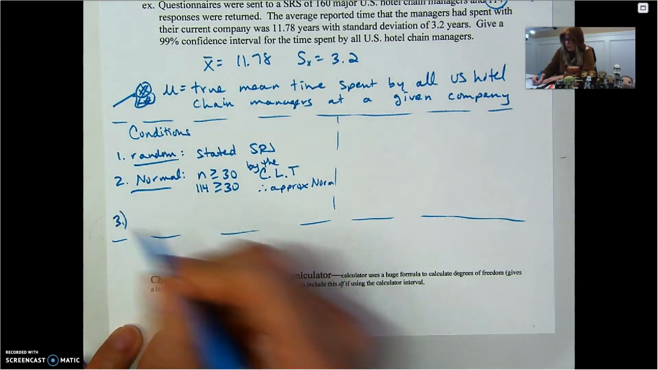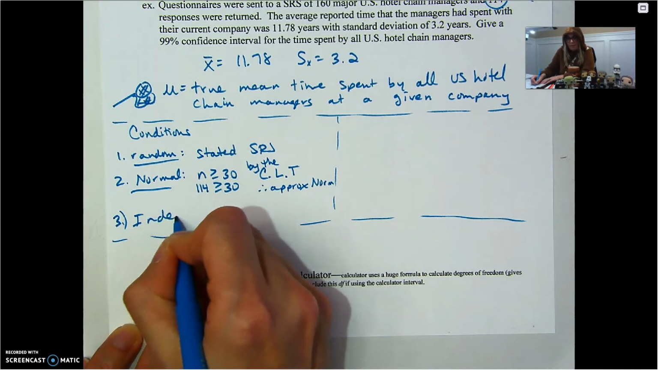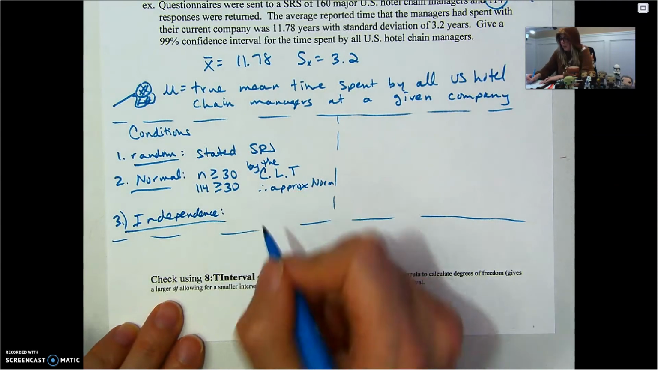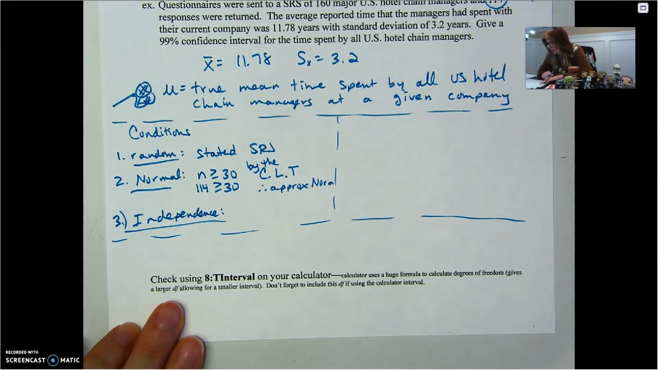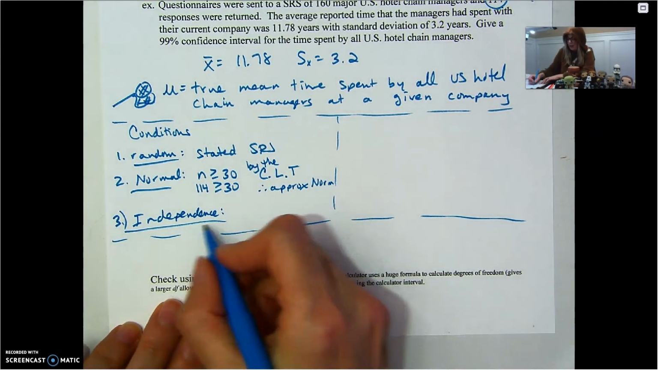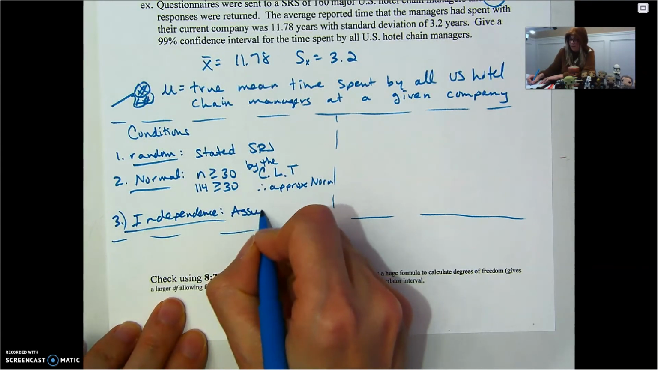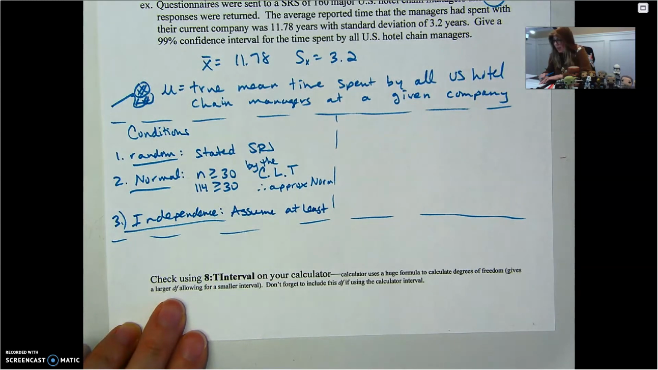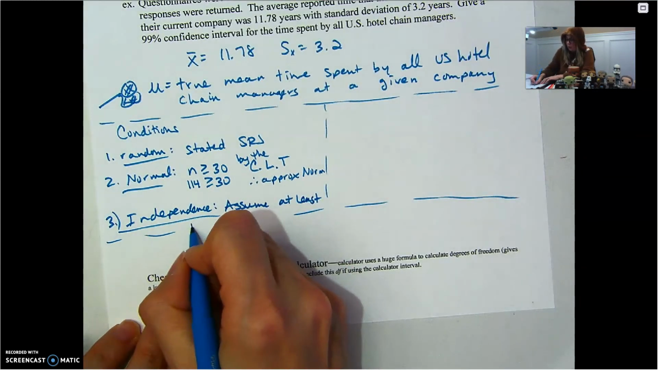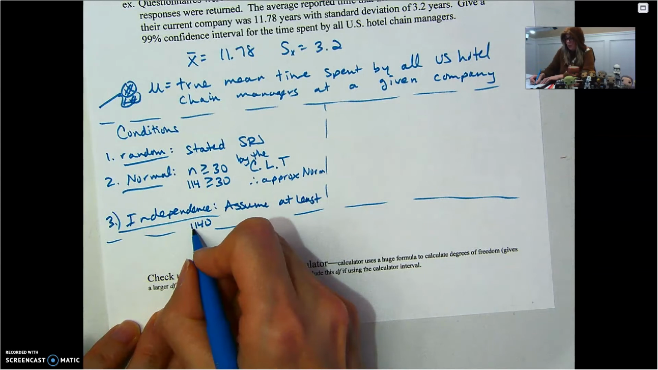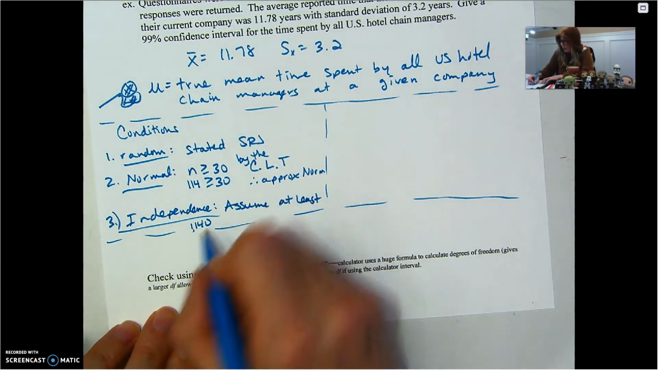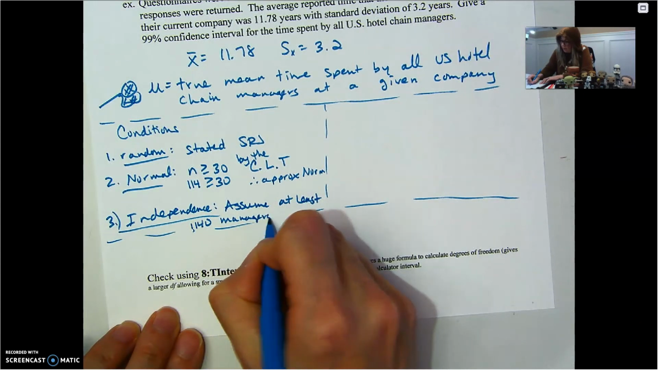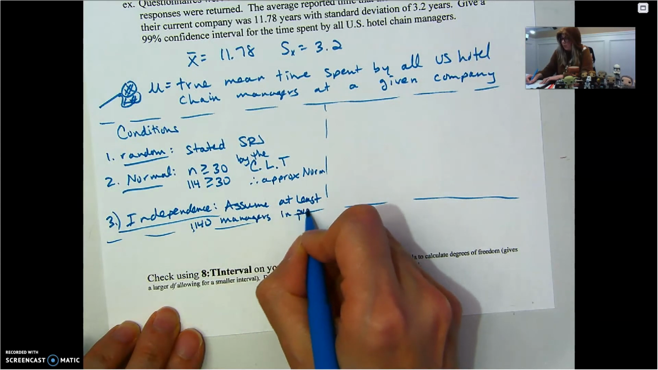And then the third check is your independence. Alrighty, since they didn't say that they sampled with replacement, we're going to have to verify. We have to assume at least 10 times 114, so 114, slap a 0 on that, 1,140 managers in the population.